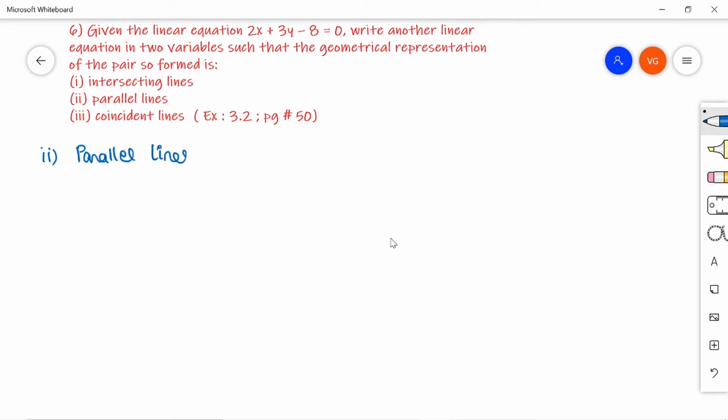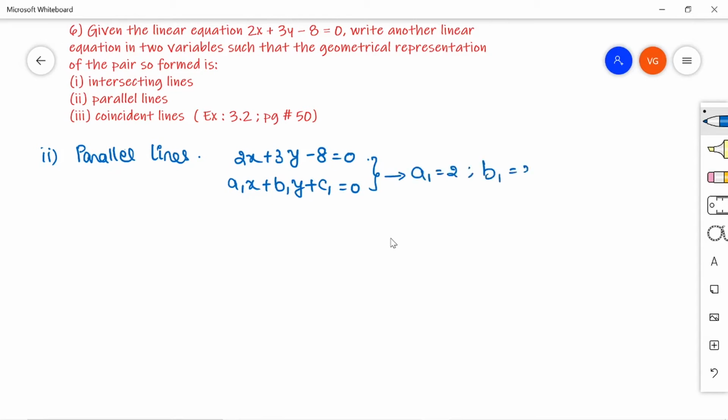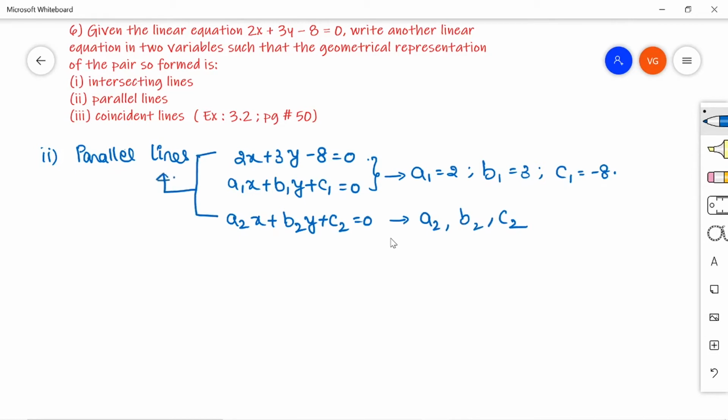The given line equation is 2x plus 3y minus 8 is equal to 0. I will compare this with a1x plus b1y plus c1 is equal to 0, so that a1 is equal to 2, b1 is equal to 3 and c1 is equal to minus 8. Now let us consider another linear equation, a2x plus b2y plus c2 is equal to 0. We need to find a2, b2, c2 such that the given line and the equation we are going to find are parallel to each other.